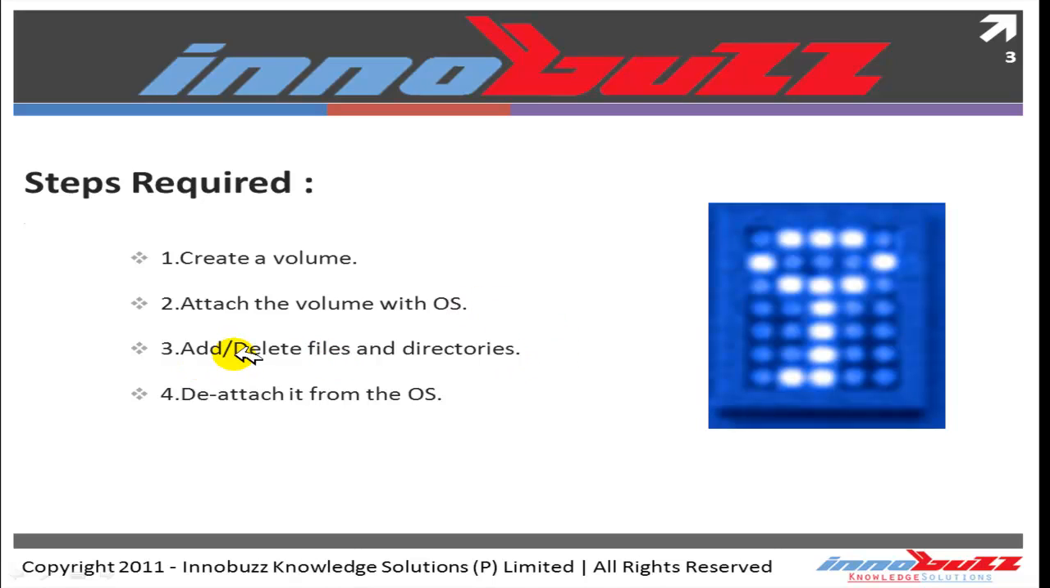Third step can be summarized as actually copying or moving, or adding or deleting our files or directories which we want to encrypt. Final step would be to make it inaccessible so that no one except us can view or modify our files.